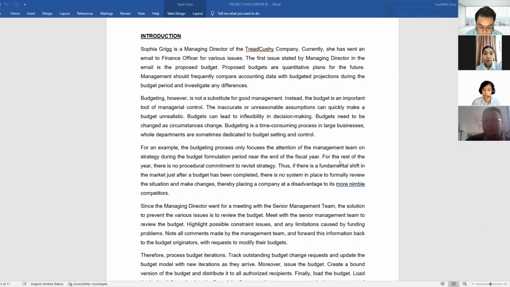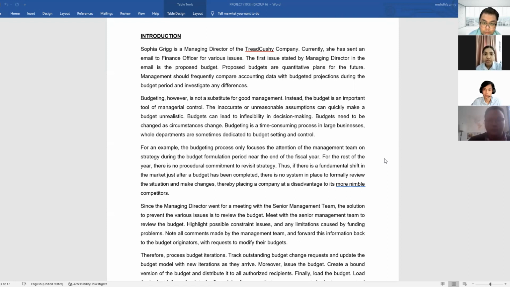Inaccurate or unreasonable assumptions can quickly make a budget unrealistic, and a budget can lead to inflexibility in decision making. So since the managing director went for a meeting with the senior management team, the solution to prevent the various issues is to review the budget. Meeting with the senior management team to review the budget will highlight the possible constraint issues and any limitations caused by the funding problems.